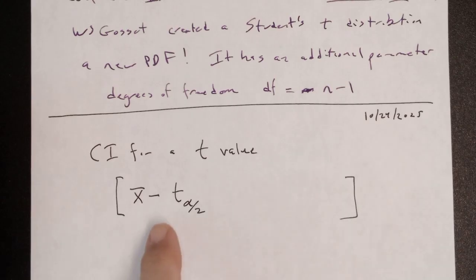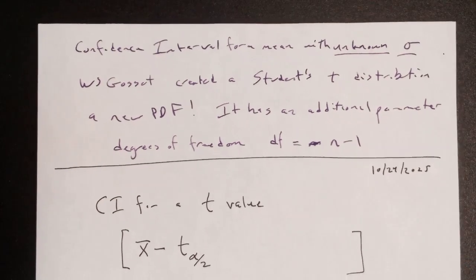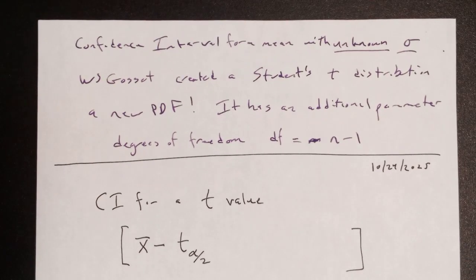That's this number, right? That's the Z alpha over 2. What was multiplied by that? Emma? Standard deviation over the square root of n. But that was where we knew the standard deviation, right? We wrote sigma. But remember, I said up here, we're doing a confidence interval for a mean with an unknown standard deviation.